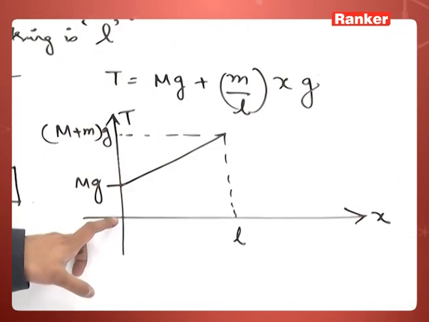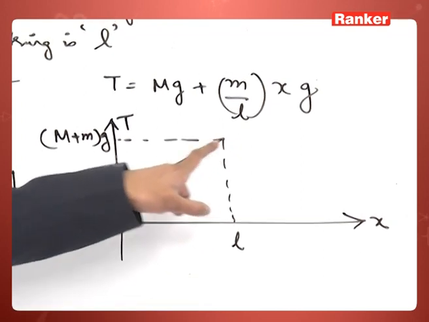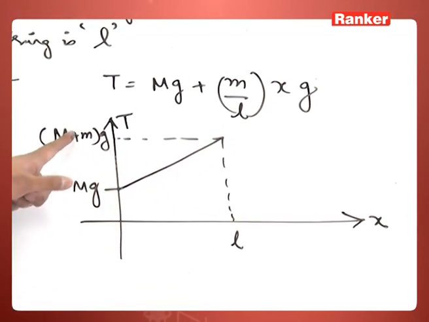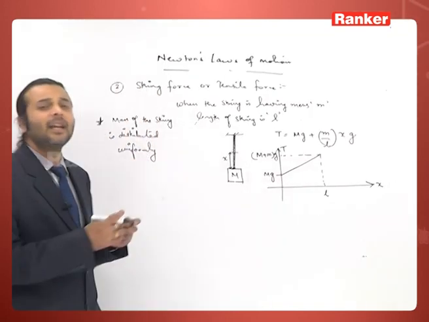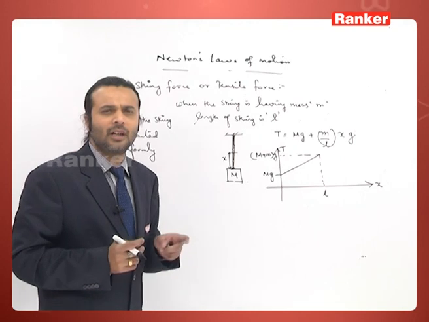At x equals 0, T will be equal to mg. At x equals L, T will be equal to (m plus M) into g. This is the case when the mass of the string is distributed uniformly.